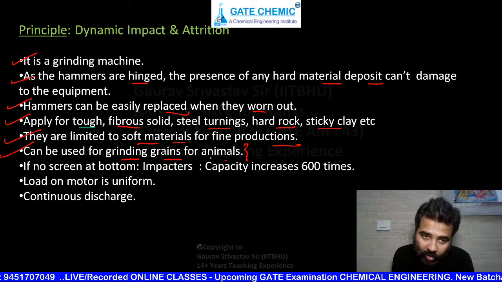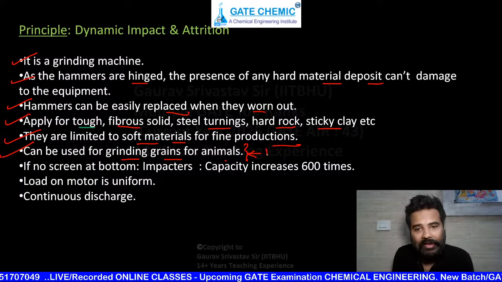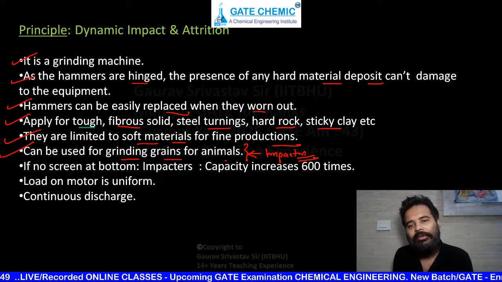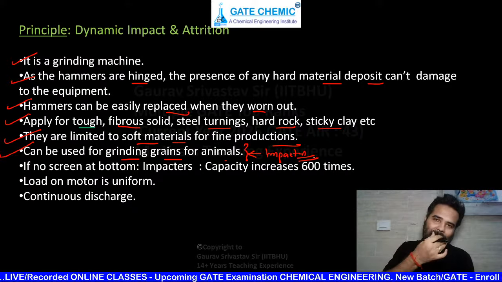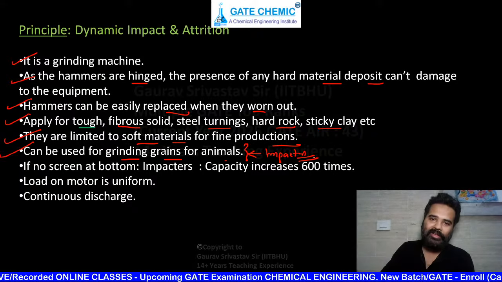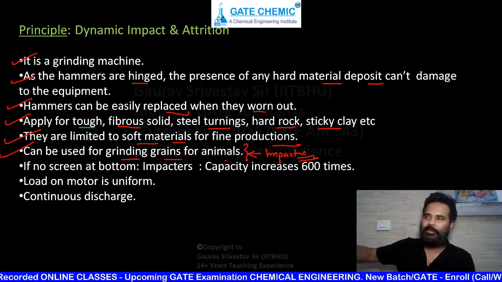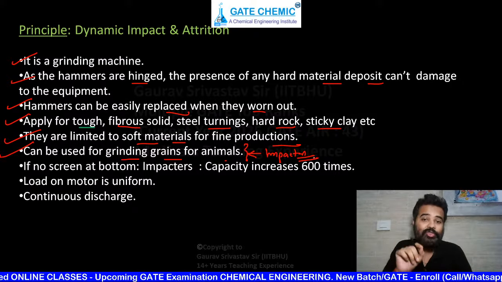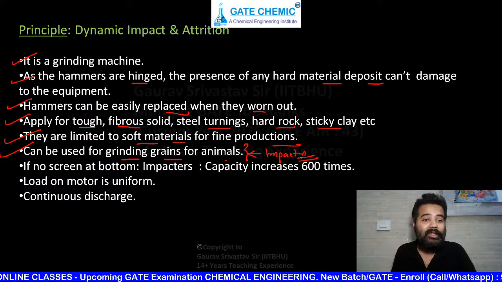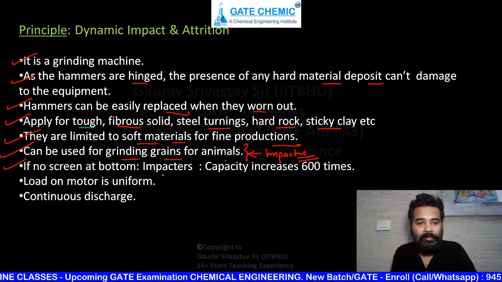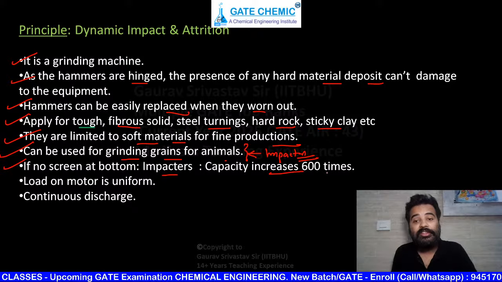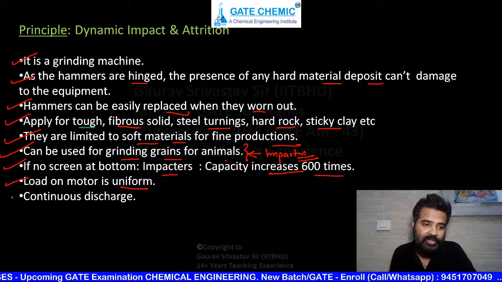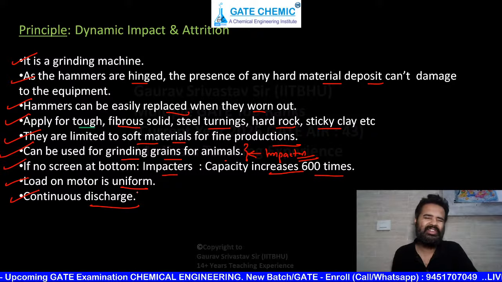See, when you are going to grind grains for animals, in this case they are known as impactors, because we don't want very fine powder for animal feed. Okay, fodder is to be cut into small parts, the big pieces converted into chaff form. So in this case this is known as an impactor. If no screen at the bottom, it is known as impactors. Capacity increases up to 600 times. Load on motor is uniform, discharge is continuous, and nothing is special.